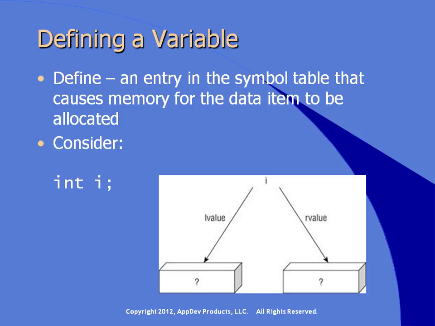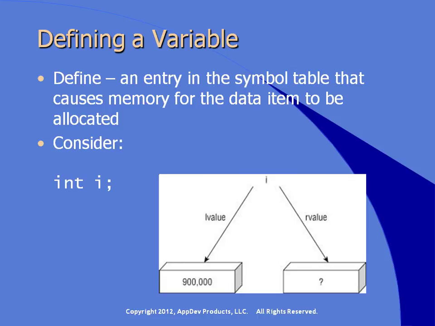These two terms go back to assembly language days when L value stood for location value and really pinpointed in memory where that particular data item was going to live. And then the R value was the register value. In other words, it was what piece of information was actually stored there, the data value itself.